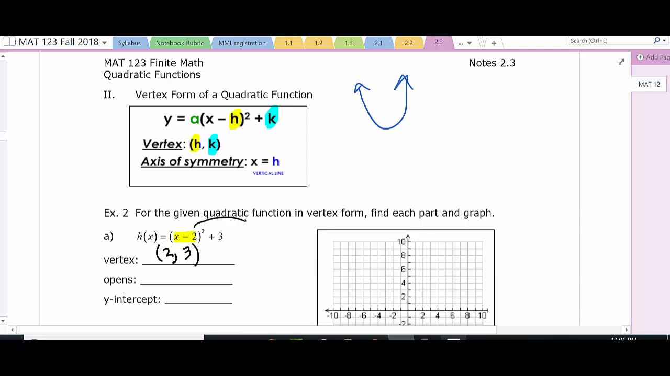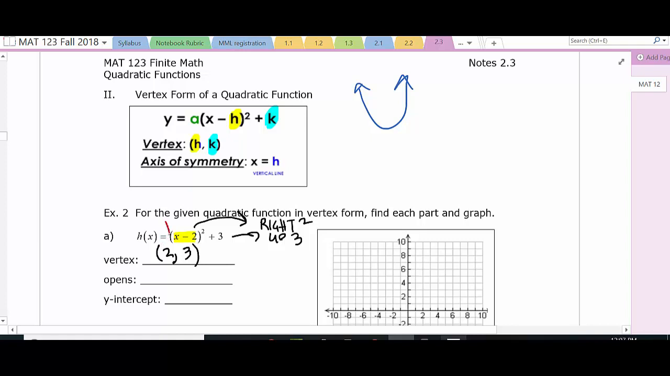All right, so the other thing I want you to think about is this. I would write this down because we learned about transformations. That takes you to the right 2, and that takes you up 3. I would write that down because that's an easy way to understand the vertex. That thing got moved right 2 and up 3. That's the idea, okay?